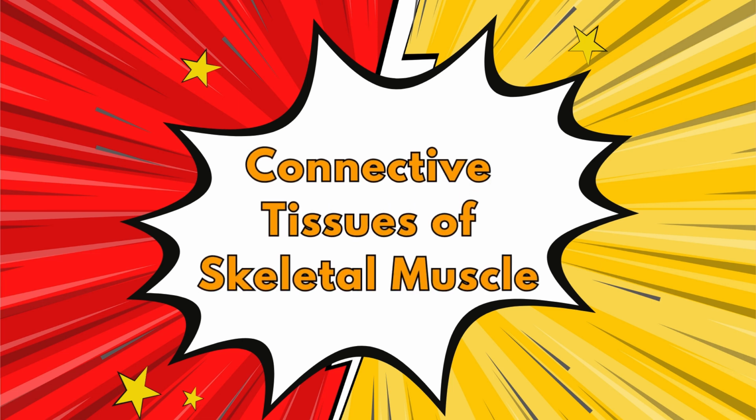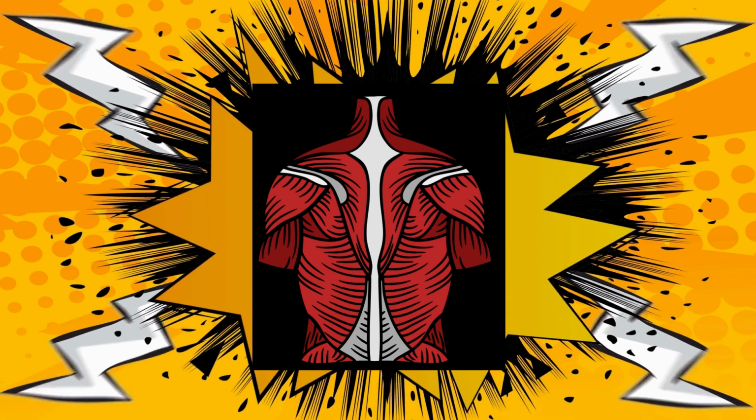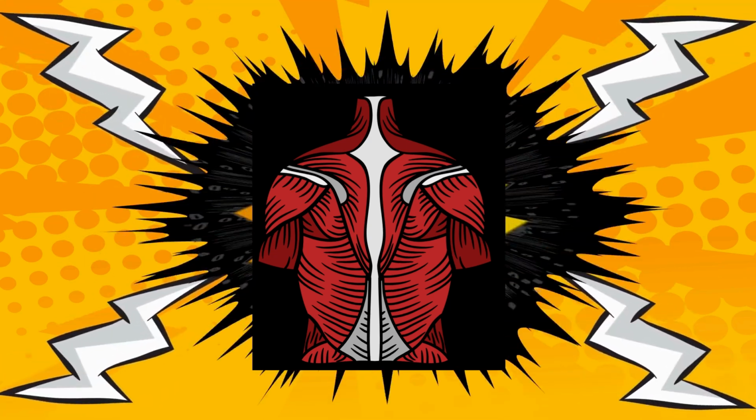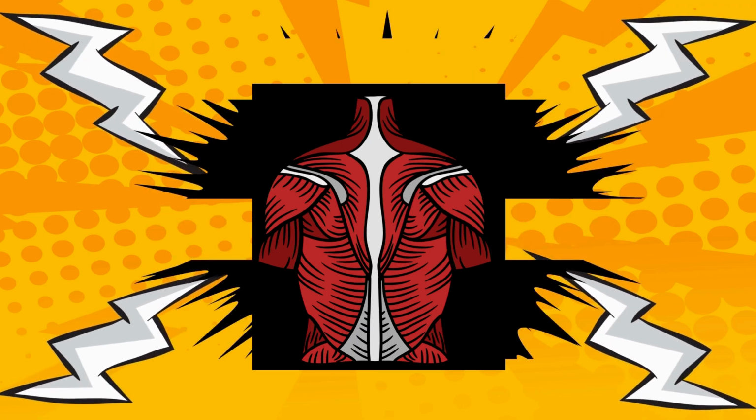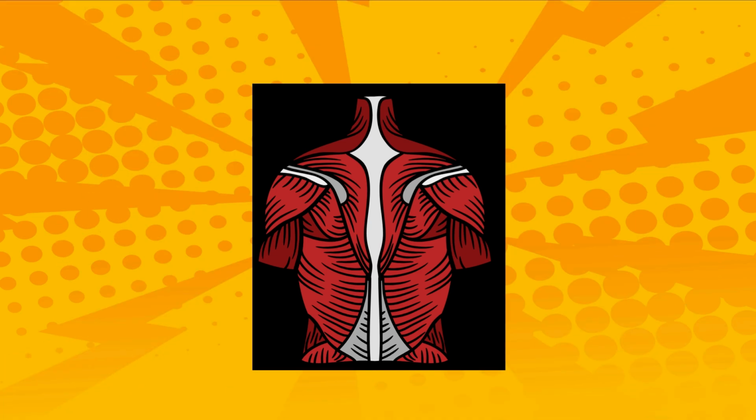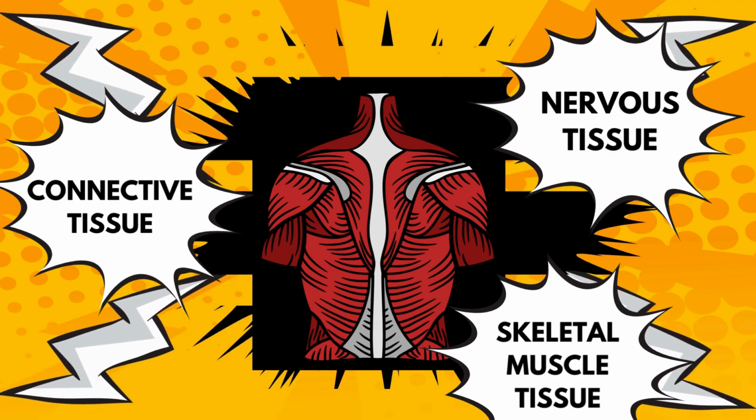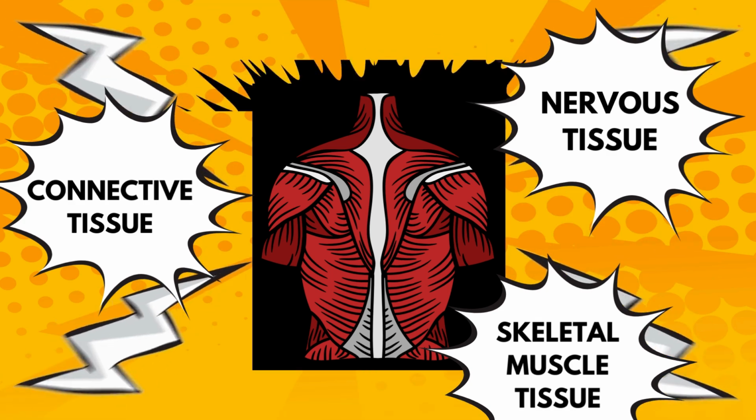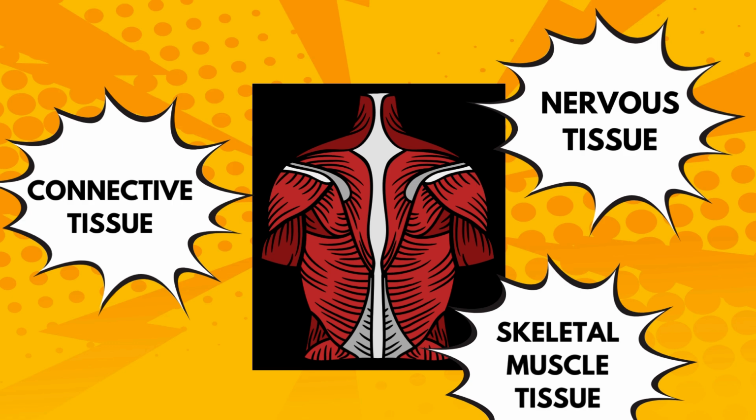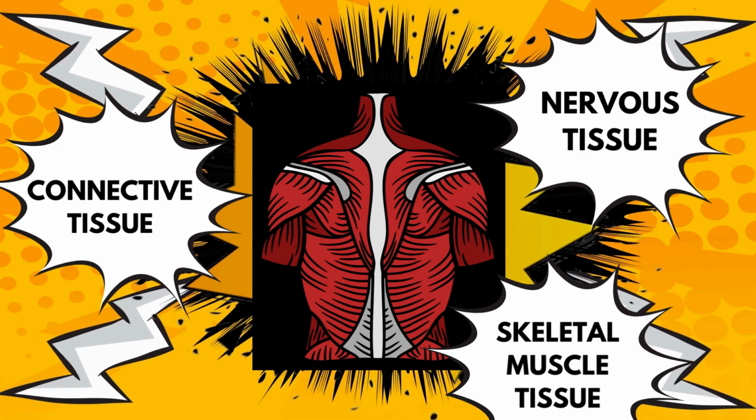Let's begin with the connective tissue of skeletal muscle. Remember that an organ consists of 2 or more tissue types working together for a common function. A skeletal muscle is made of several types of tissue, not just muscle tissue. A skeletal muscle consists of skeletal muscle tissue, nervous tissue, and connective tissue. We are starting our discussion by examining how connective tissues play a role in skeletal muscle anatomy.